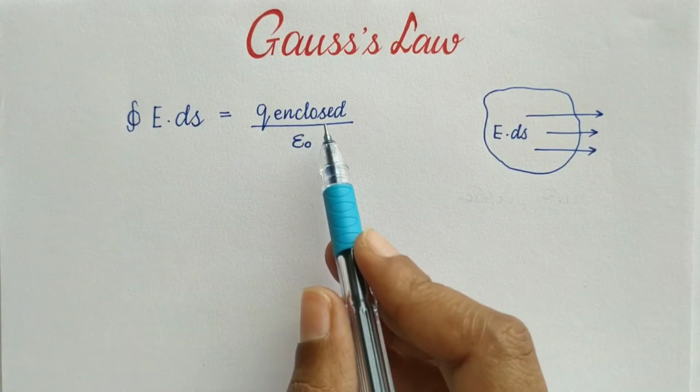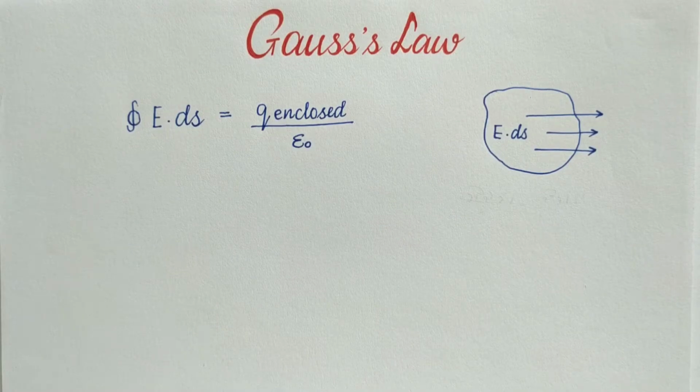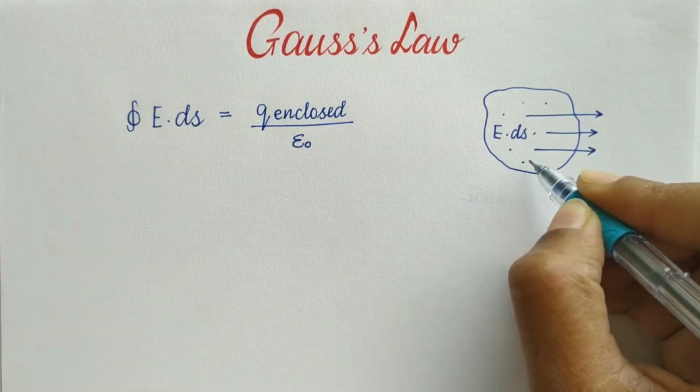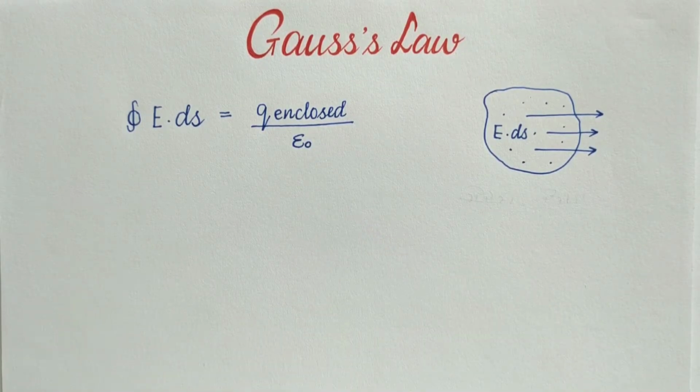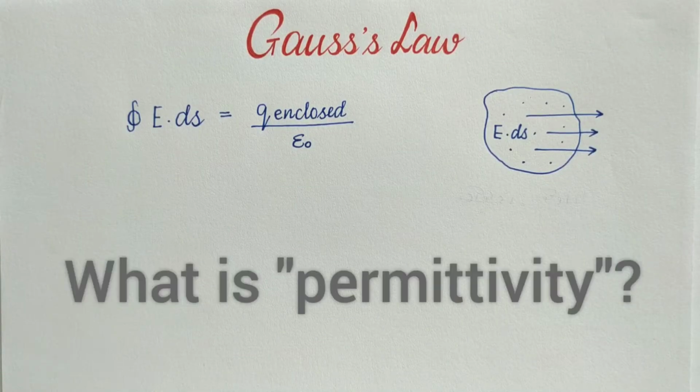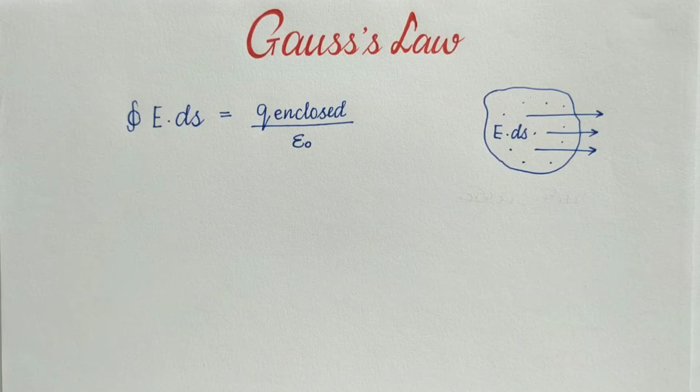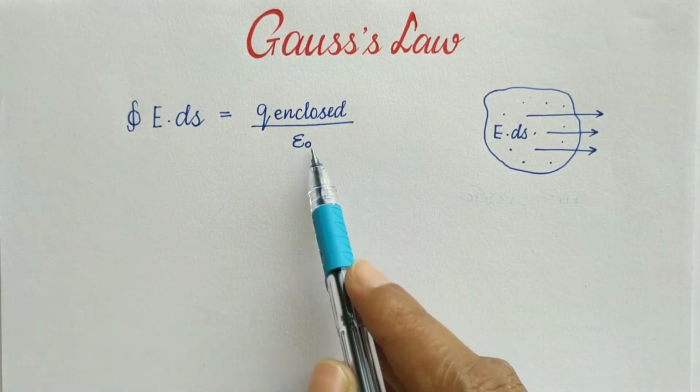Here Q enclosed is the total charge present in this closed surface. Means it is the sum of all the charges inside this enclosed surface. Okay? And epsilon naught is the permittivity of free space. And if we take vacuum, then we will use only epsilon. What is permittivity? It is basically the capacity of the substance to permit or to allow the electric fields to pass through them. So, flux, that is E dot ds, is equal to the total charge divided by epsilon naught.